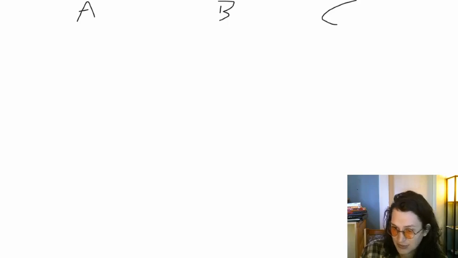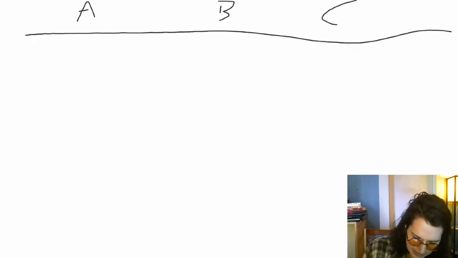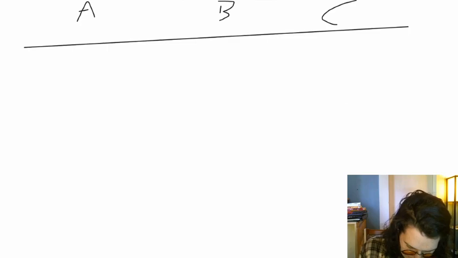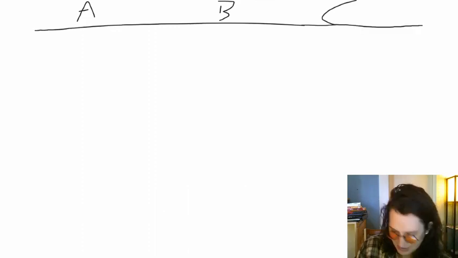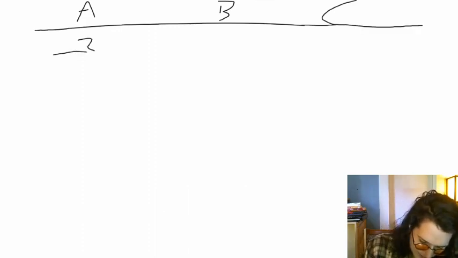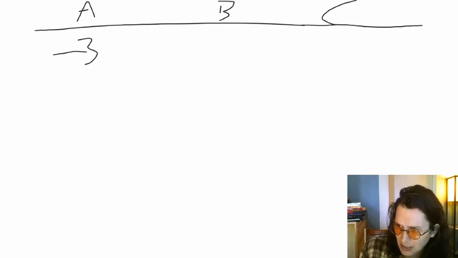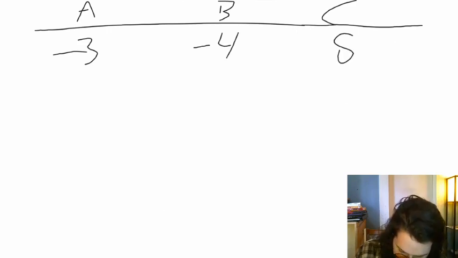And they're going to have some initial charge on them. So my initial charge on A is, say, -3, and it's nanocoulombs, but I'm just going to use the numbers because we just need to use the numbers here. So -3, -4, and +8.